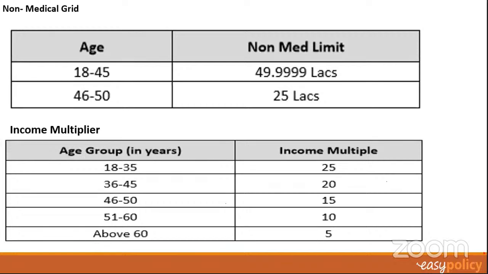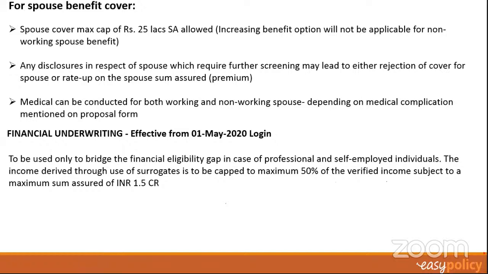Again, the income criteria is more or less the same as PNB MetLife: 18 to 35, 25 times; 36 to 45, 20 times; 51 to 60, 10 times; above 65. Spouse benefit can also be given with Canara HSBC, but for a maximum sum assured of 25 lakhs only. And medicals are mandatory in that case.